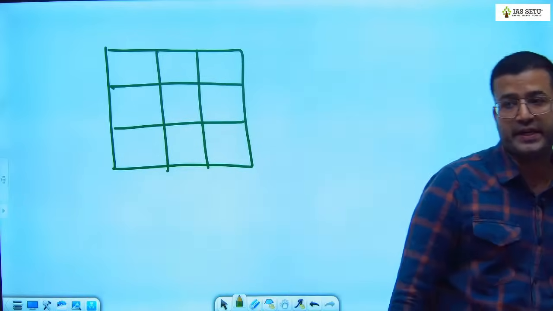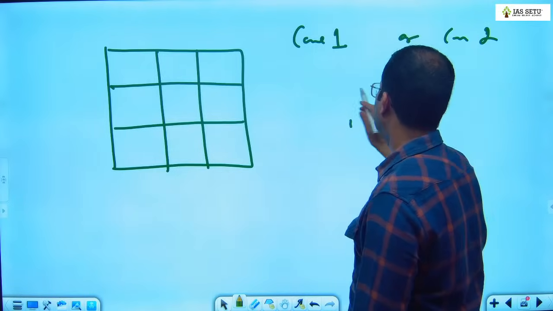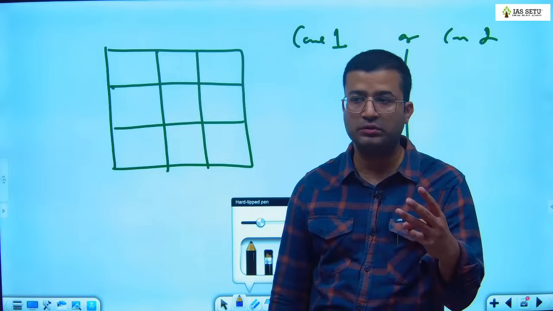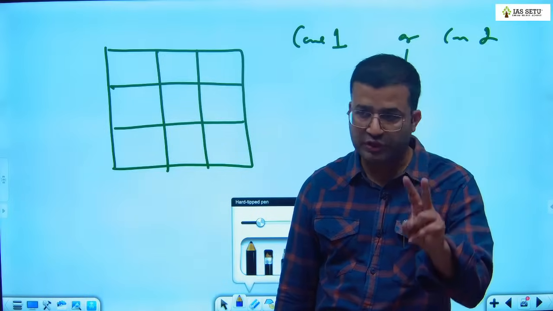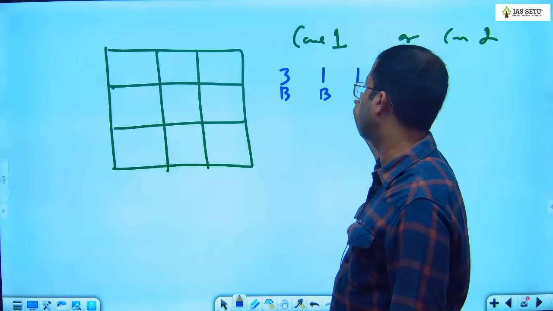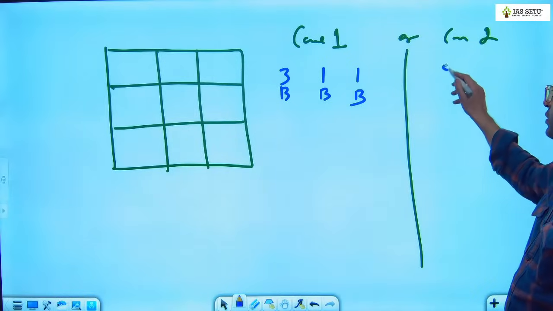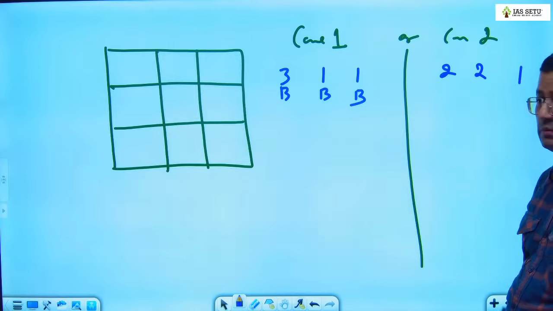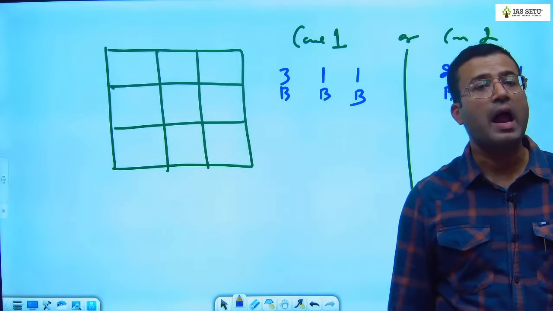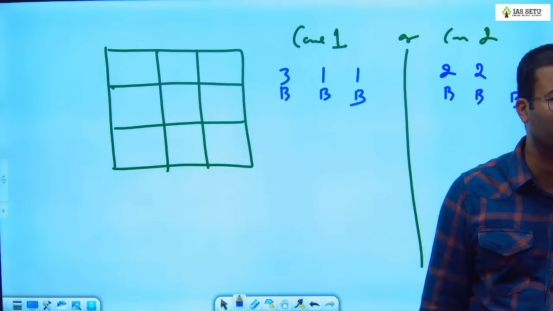There will be two cases, case 1 and case 2. Case 1 is there are 3 rows, any one of the rows has 3 balls, the other 2 rows have 1 ball each. 3 balls, 1 ball. Second possibility is 2 rows have 2 balls, and the remaining ball goes in the third row. Any of the rows has minimum 1 ball, maximum 3 balls. We cannot put more than 3 balls in any row, so only these 2 cases are possible.